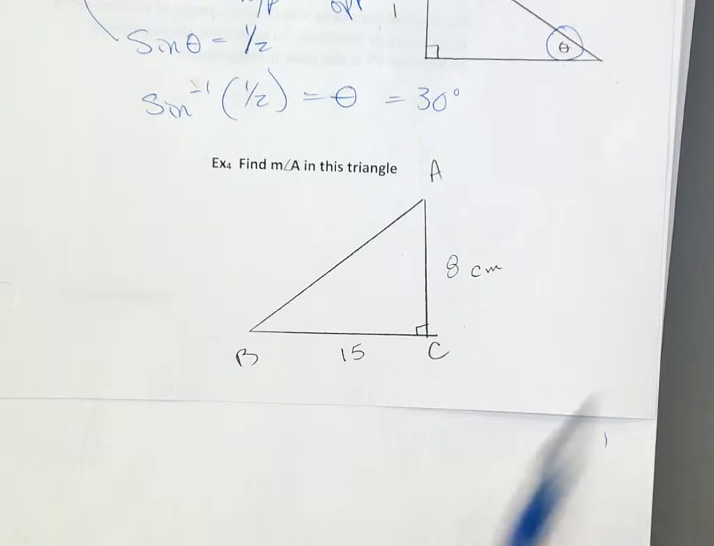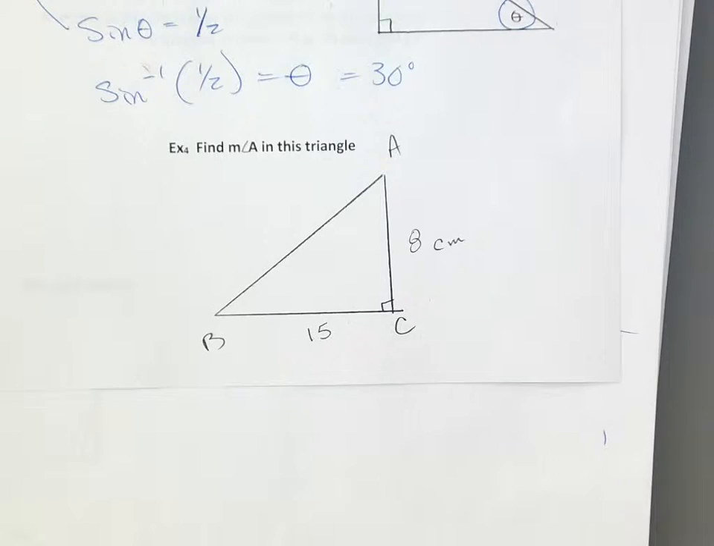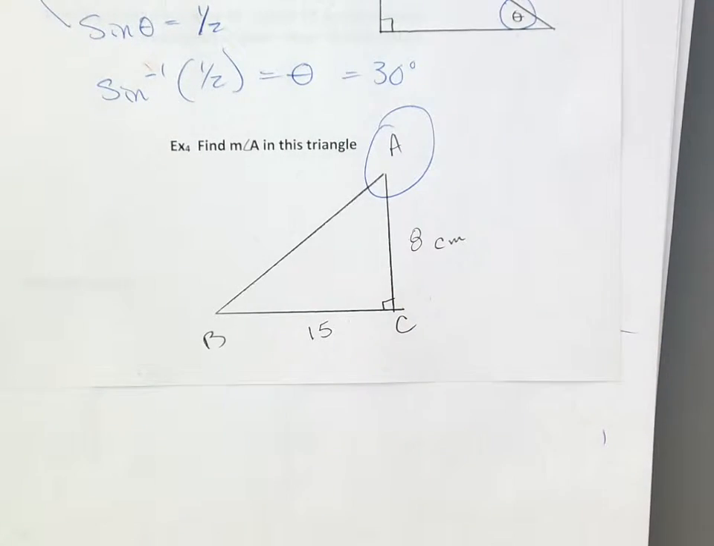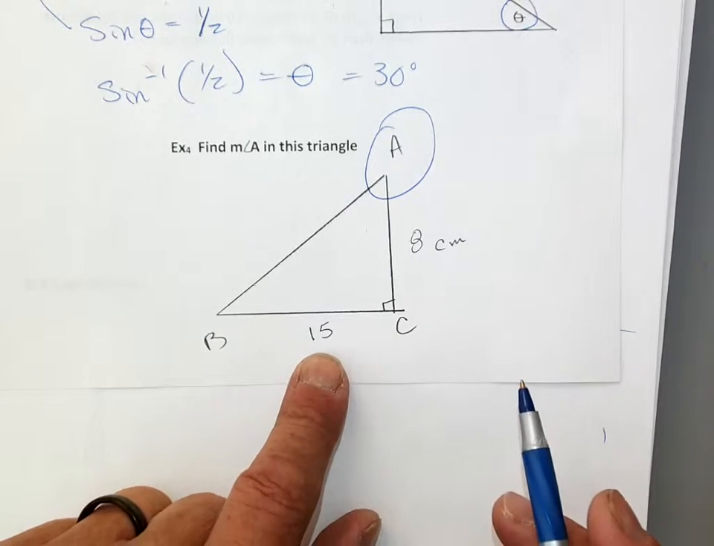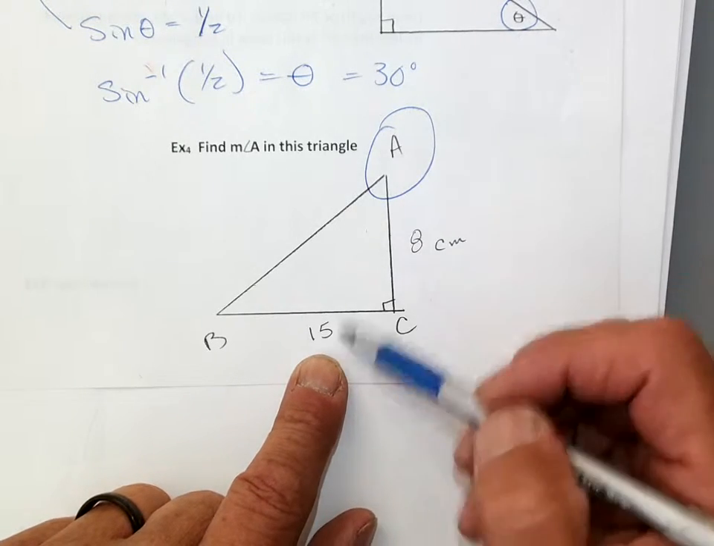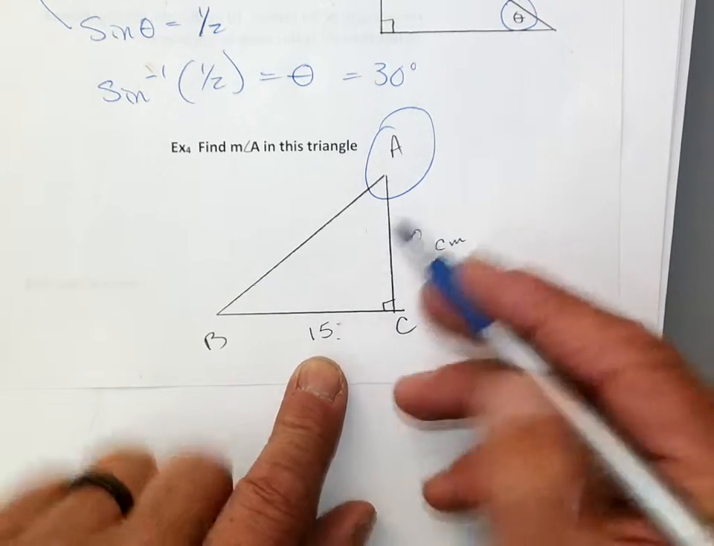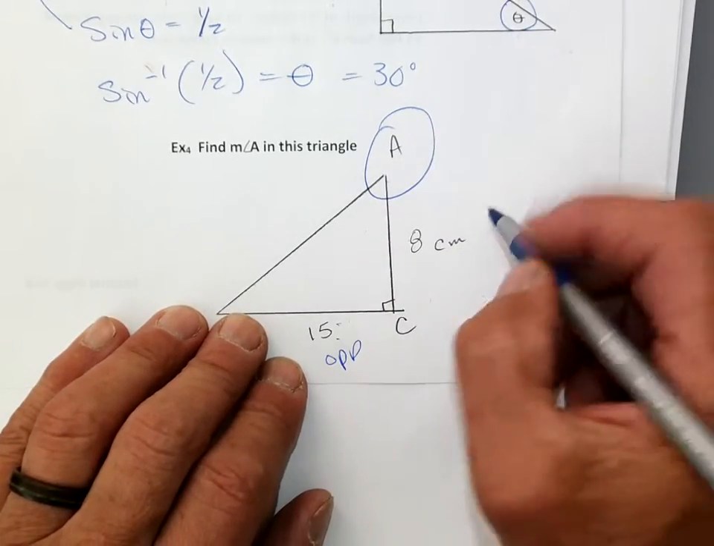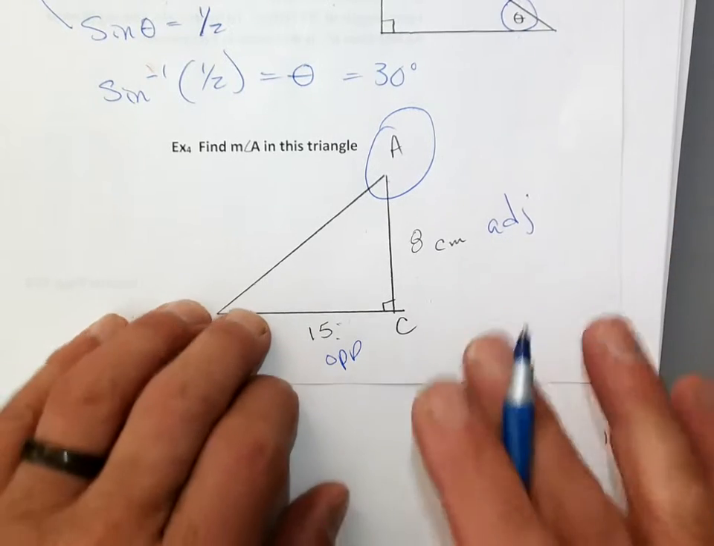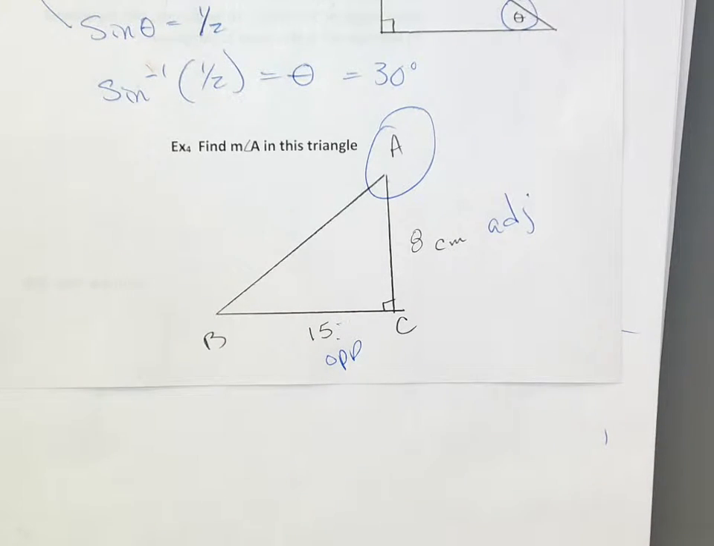Okay, let's look at example 4. Find angle A. So if I've got angle A, what is the name of the 15? Figure it's the opposite, right? What's the name of the 8? Adjacent. So instead of using sine, because there's really 3 of them, let's use one of the others.